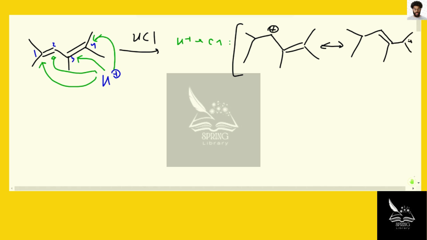Which is a tertiary cation. However, secondary carbocations are not as stable as tertiary. So then H+ might attack the second carbon. In this case, we form the following carbocation. We form a tertiary carbocation.